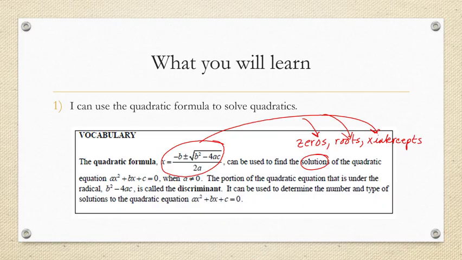In the equation ax squared plus bx plus c equals 0, a cannot equal 0, because remember, a is what tells us what direction the quadratic is going to open, up or down, and if it's going to widen or become steeper. The portion of the quadratic formula underneath the radical, b squared minus 4ac, is called the discriminant. It can be used to determine the number or types of solutions that will be found in ax squared plus bx plus c equals 0.